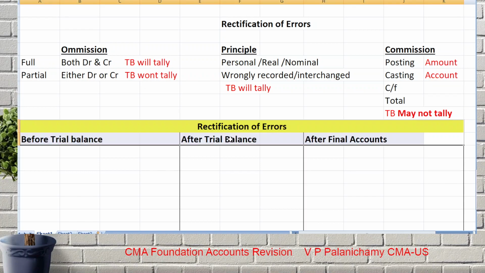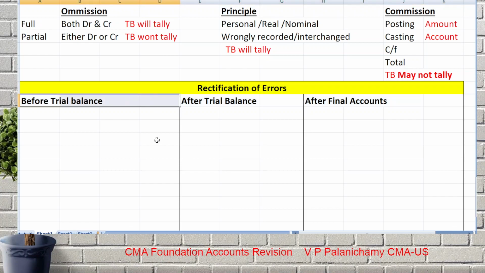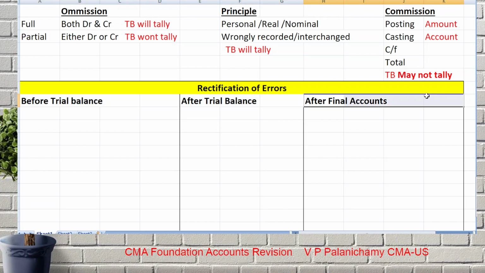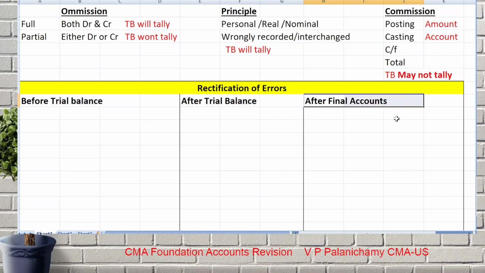Next. How to rectify the error? When will we find the error? Before trial balance. What do you mean by before trial balance? We pass journal entries, and then we identify the errors, or while preparing ledgers we identified the error. Before trial balance, the error can be rectified. Or when we prepare the trial balance, it is not matching. Debit is not equal to credit. Or it can be rectified after what? Final accounts. So an error can be rectified before trial balance, or after trial balance, or after final accounts.